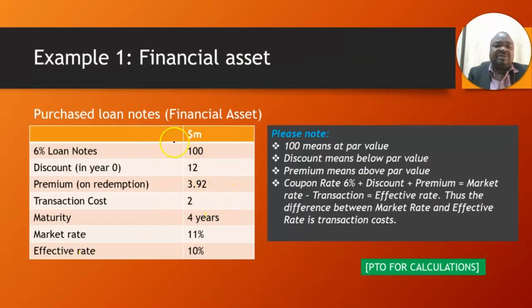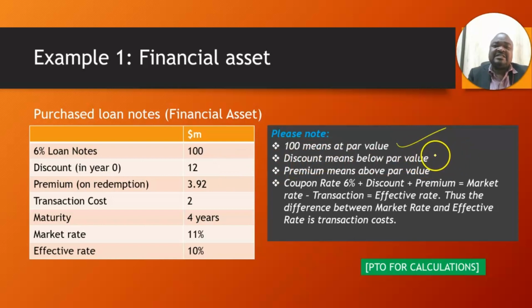Let us look at this example. Purchased 6% loan notes at 100 million par value. Then the discount in year 0 is 12. Premium on redemption, 3.92. Transaction cost. Maturity, 4 years. Market rate, 11%. Effective rate, 10%. Please note, 100 means at par value, as already alluded to. The notes are at 100 par. Discount means below par value. They are being issued or purchased below par.